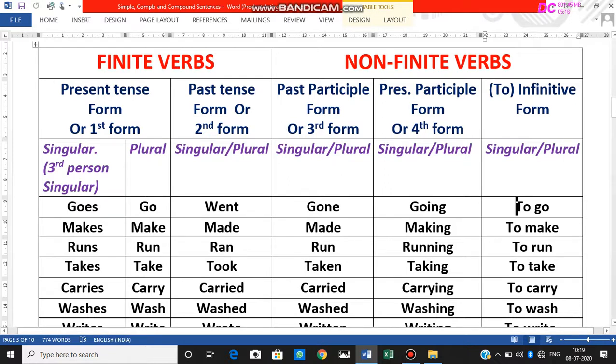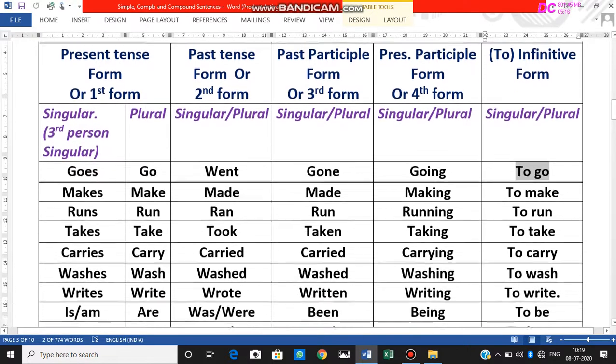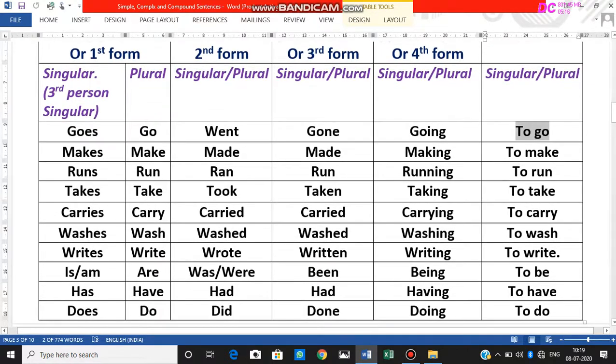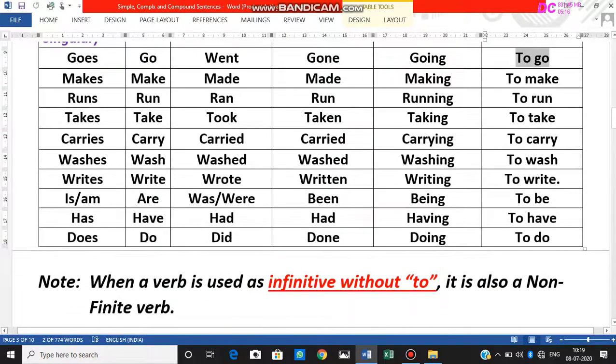Now you see, in the finite verbs column there are three sub-columns: third person singular form in present, plural form in present, and past tense form. These three forms are often finite verbs. Now, the third form, the fourth form, and the to-infinitive form, these three forms are always non-finite verbs. Now have a look at this.